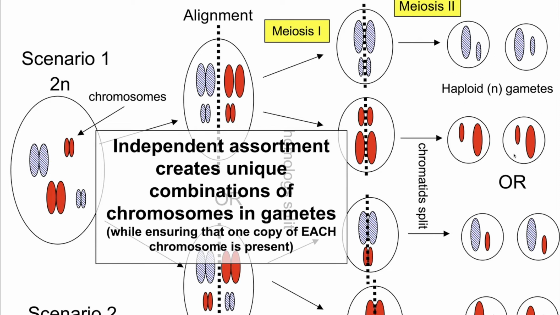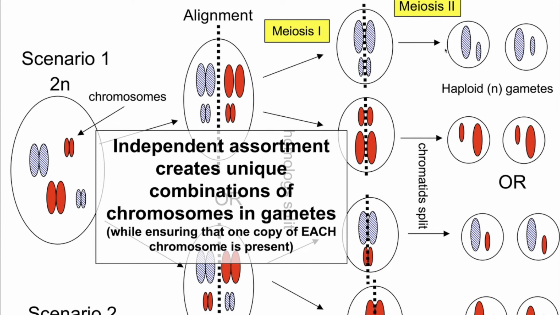Independent assortment creates unique combinations of chromosomes in the gametes while ensuring that one copy of each chromosome is always present. So you've always got the right number of chromosomes, chromosome 1 through whatever, but the versions of those chromosomes that you have are different in the gametes. I know this can be very confusing for folks, so spend some time thinking this through and really wrapping your mind around what this means. But ultimately, the important thing is that independent assortment can create unique combinations of chromosomes in the gametes.